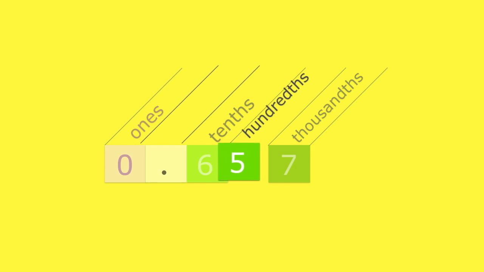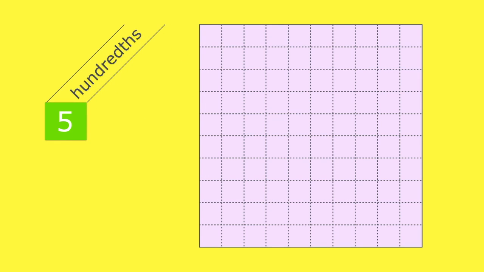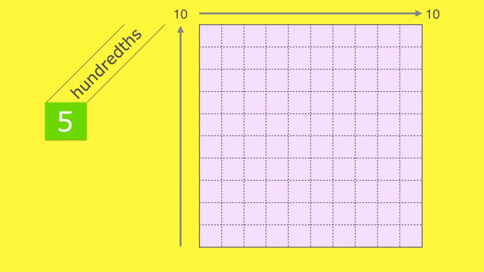Next, let's look at the hundredths place. The word hundredth tells me I am cutting one whole into 100 pieces, so I have cut it into 10 pieces and then 10 pieces again, because 10 times 10 equals 100. In this number, we have 5 hundredths. 1, 2, 3, 4, 5 hundredths.